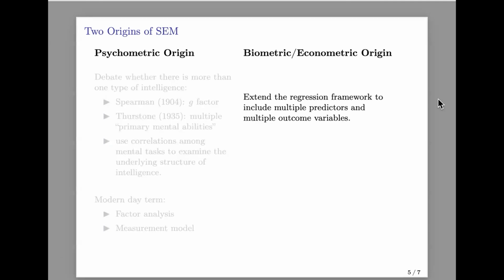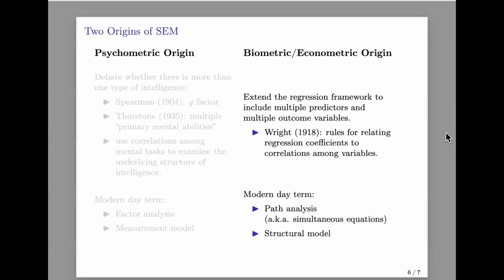On the biometric or econometric side, researchers wanted to expand the traditional regression framework to include not only multiple predictors, but also multiple outcome variables. Traditionally, regression models allow for several predictors, but are limited to a single outcome variable. However, researchers want to analyze situations where multiple outcome variables are considered simultaneously.